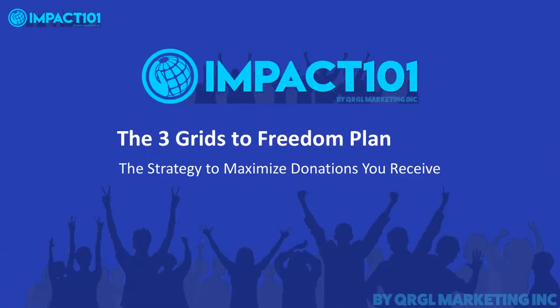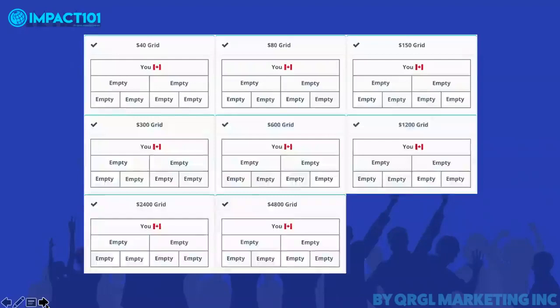Number 1, we have 8 different grids: a $40 grid, an $80 grid, a $150 grid, and so on, all the way up to a $4,800 grid. Each of these grids is a totally separate donation stream. The more of these grids you're in, the more donation streams you have coming to you.